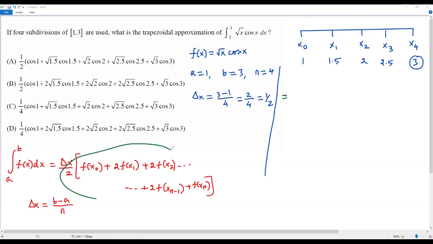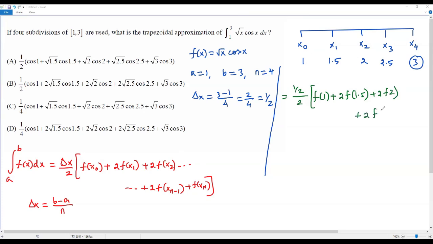by 2. So we have to use this formula. Delta x we already got, that is 1/2, divided by 2. So let me take denominator 2 over here, and f of x naught, for x naught we have 1, that is f of 1, plus 2 times f of x1, that is 1.5, then plus 2 times f of the next value of x, that is 2, plus 2 times f of the next value of x, that is 2.5, plus f of 3.